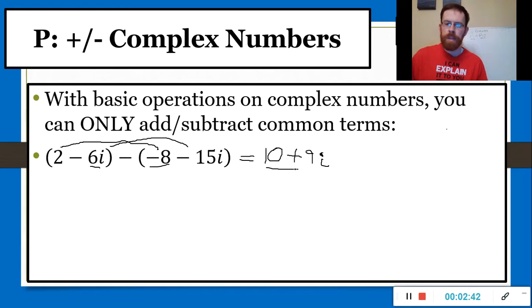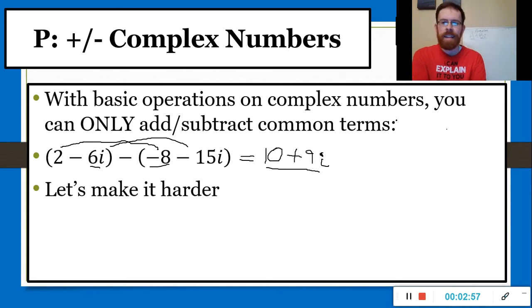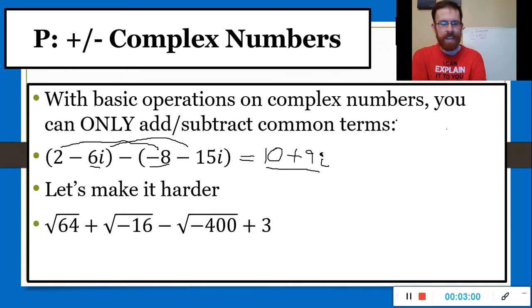So, my answer should be 10 plus 9i. Now that is a complex number. If you look carefully, you have that 10 as your real part and that 9 as your imaginary part, or the 9i. Now, as I say with my kids, let's make it a little bit harder now.